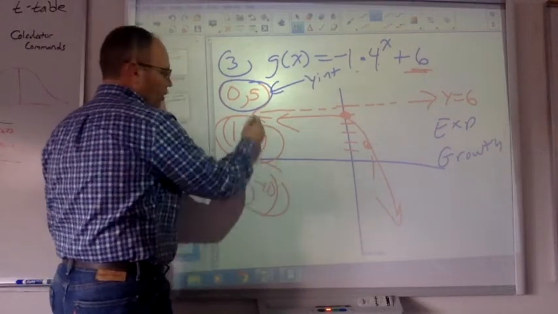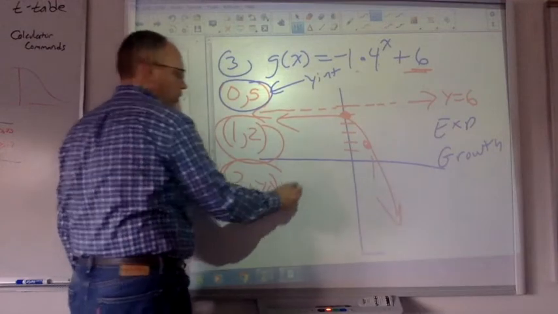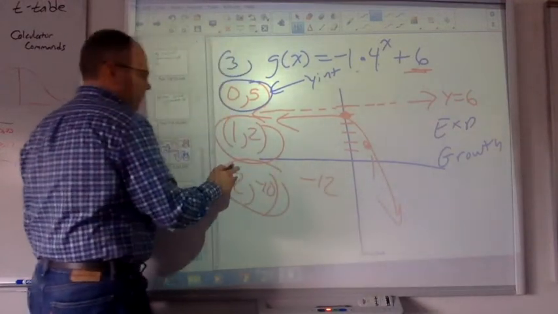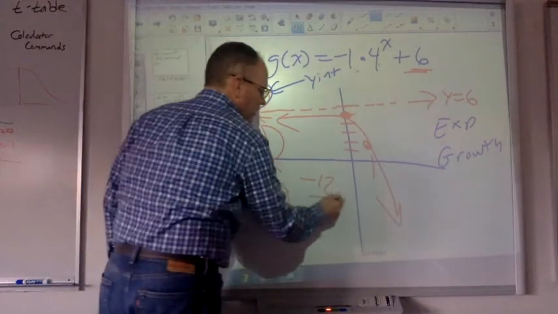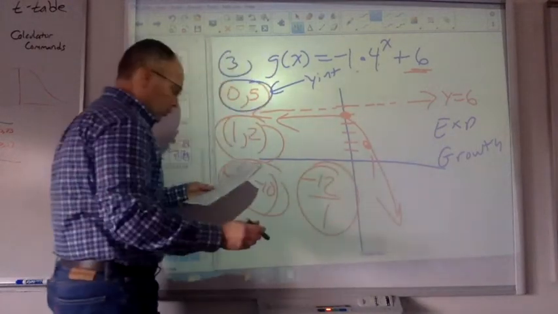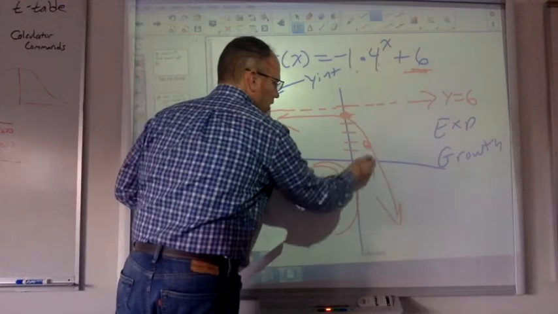So now I'm going to find the slope between these two. So negative 10 minus 2, negative 12, over 2 minus 1. So this is my average rate of change. So that's the answer to D.